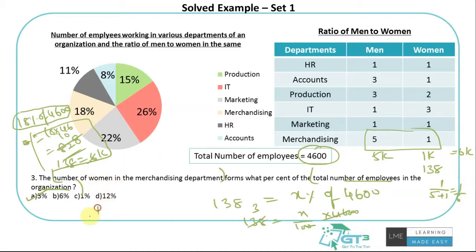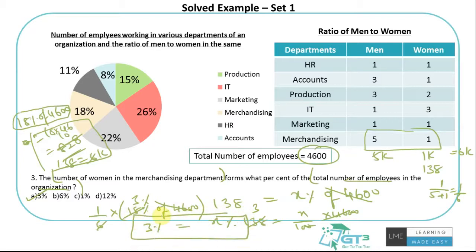So 1 by 6th of 18% of 4600 is equal to the x percentage of 4600. Of 4600 is into 4600, right? So simply I cancelled this. So x percentage is equal to 1 by 6 into 18%, that is 3%. So x percentage is 3%. Answer is 3.